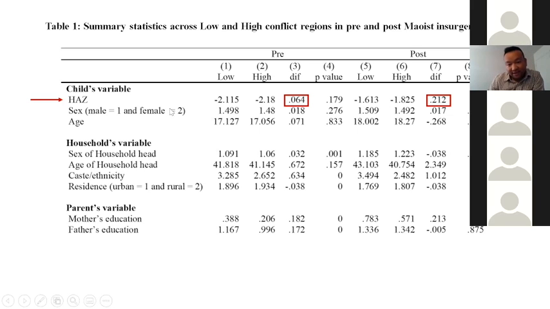From this summary statistic, we can see that before the war, the difference is not statistically significant between the low conflict area and the high conflict area. Whereas after the insurgency, the difference is statistically significant, and this difference has increased compared to the pre-insurgency time. This shows that the difference is not in favor of the children belonging to the high conflict area.